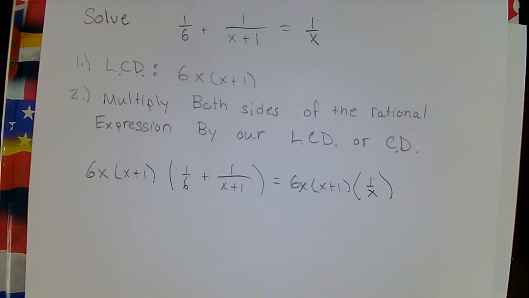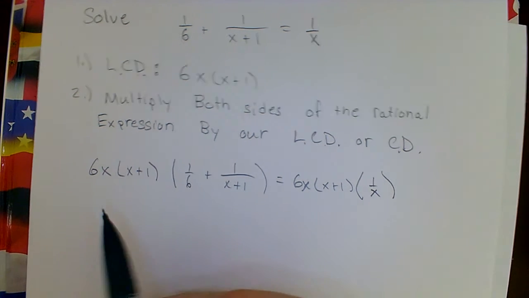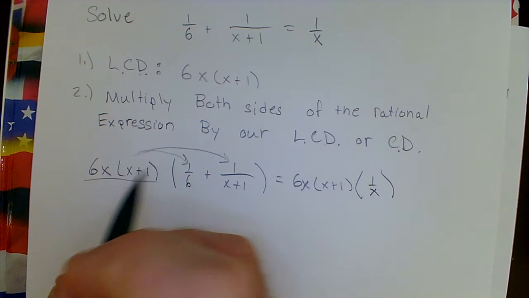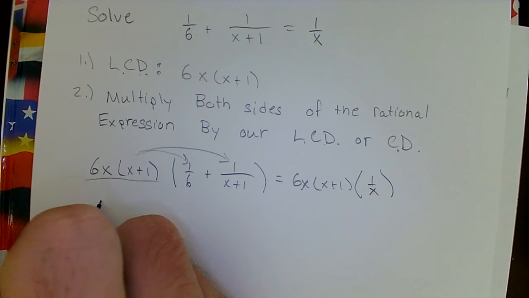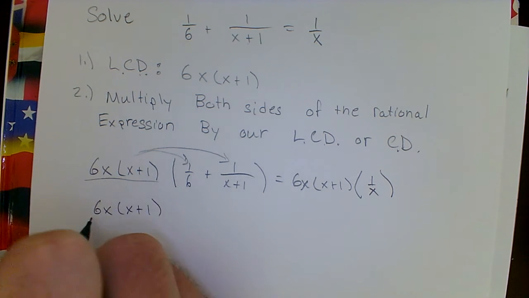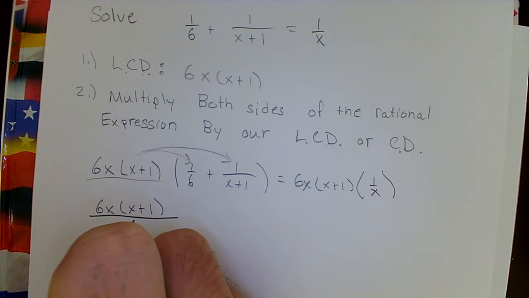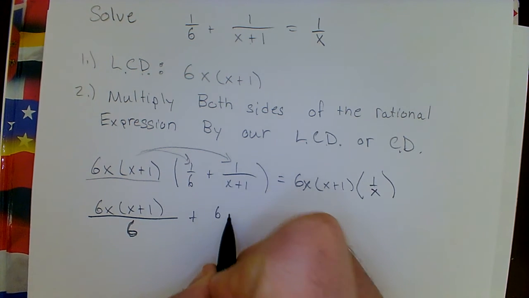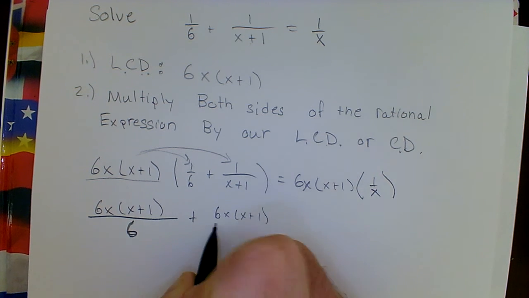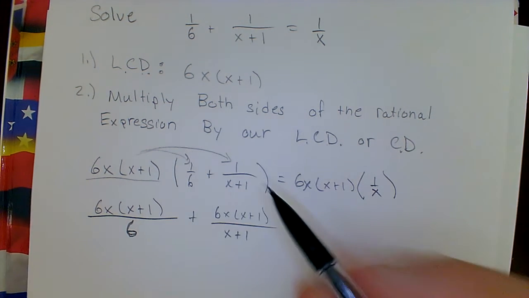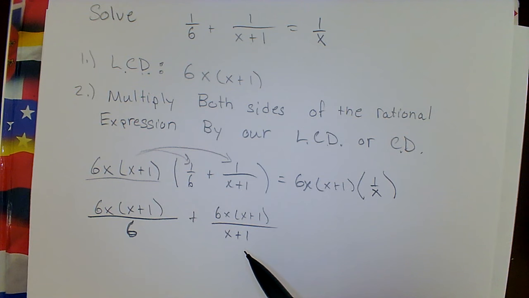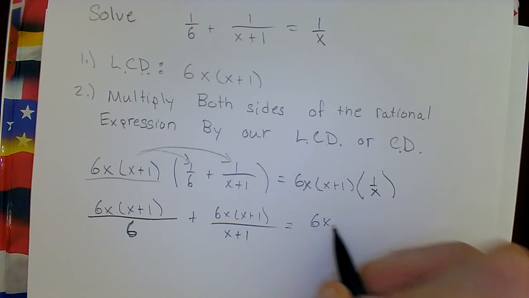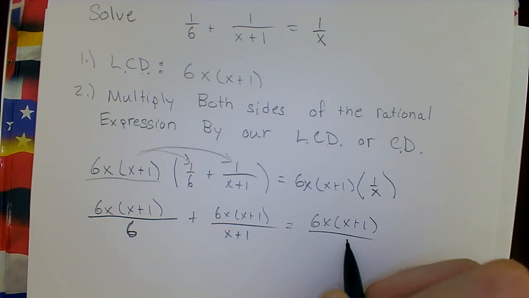Now we're going to do some simplifying, or distributing. I'm going to distribute this term to both of these terms. So that's 6x times x plus 1 divided by 6, since multiplying by 1 over 6 is the same thing as dividing by 6, plus 6x times x plus 1 over x plus 1, since multiplying by 1 over x plus 1 is the same thing as dividing by x plus 1. Now I've distributed the left-hand side out. I'm going to do the same thing on the right-hand side: 6x times x plus 1 over x.